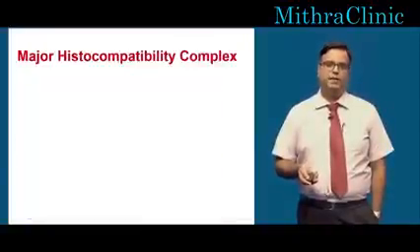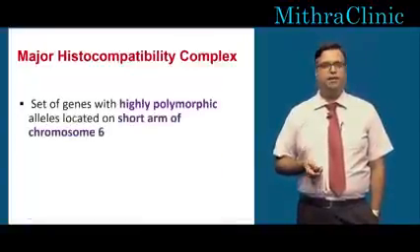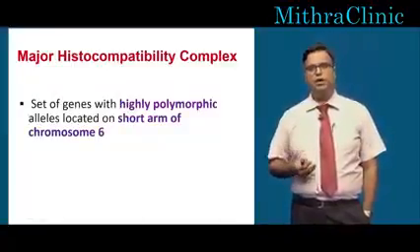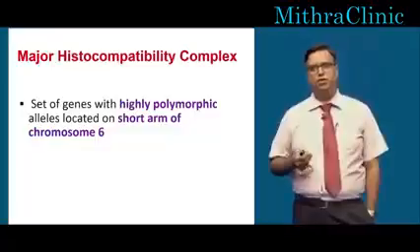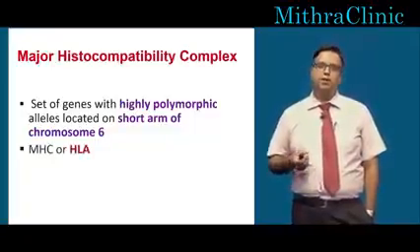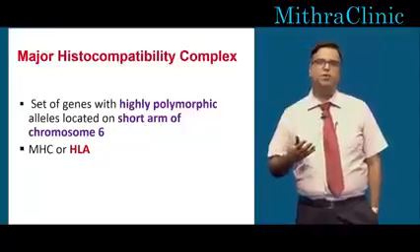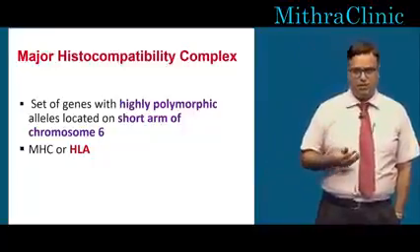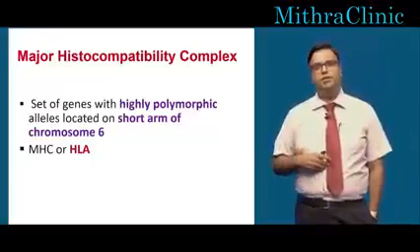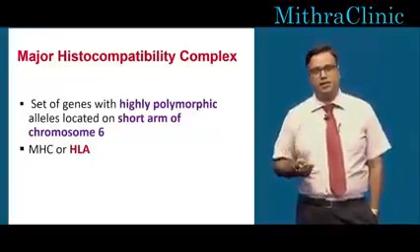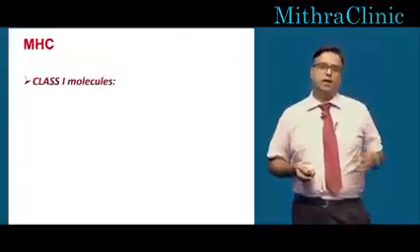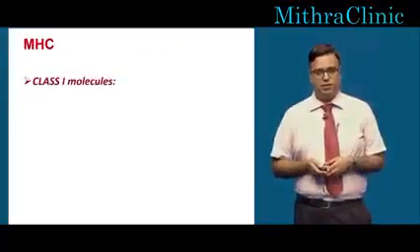A little bit of MHC molecule, what are they? They are nothing but a set of genes with highly polymorphic alleles which are located on chromosome 6 on the short arm. Why do we have them? They are mainly important because they produce polymorphisms in the allele expression. They are also referred to as HLA because in humans it was discovered first in the leukocytes. Now MHC molecules have what are called class 1 and class 2.